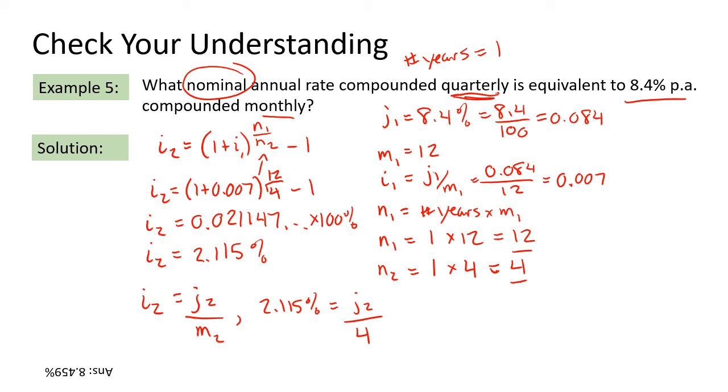So to solve for this, we have to remove the 4 by multiplying both sides by 4. And if we do that, these 4's cancel, and we get our nominal interest rate is 8.46%. You can see my answer was 8.459. The only difference there was because of rounding.